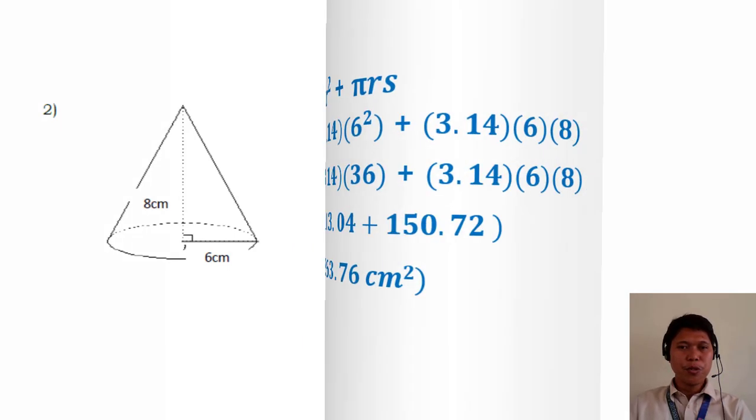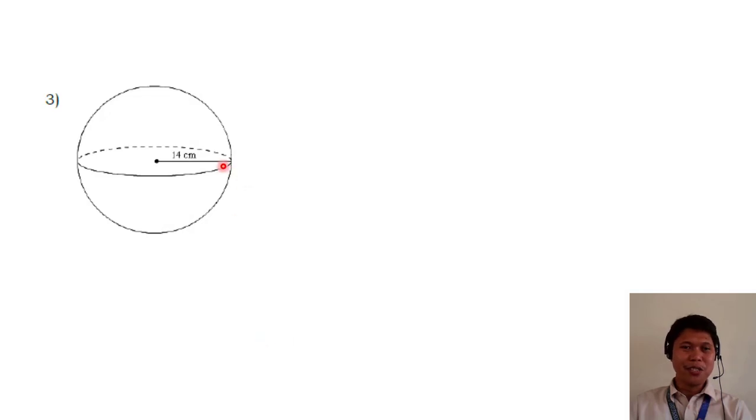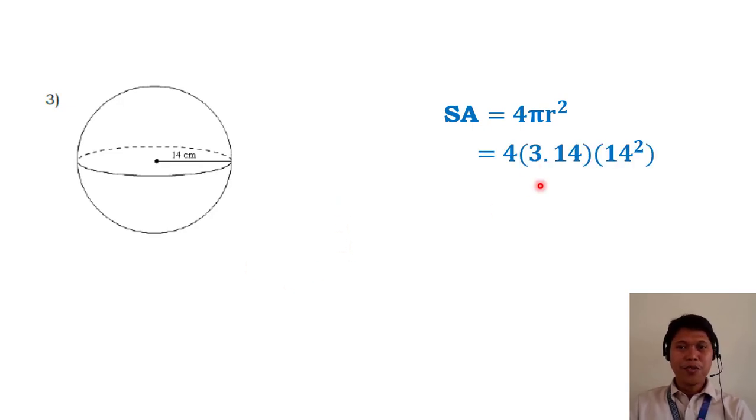And we are going to proceed finally to the last figure, which is a sphere with a radius of 14 centimeters. Then the formula is surface area is 4 pi r squared, because it needs 4 circles to cover the entire sphere. That is according to the theory. So 4 times 3.14 times, just substitute 14 squared. Okay, so 14 times 14 is equal to 196.